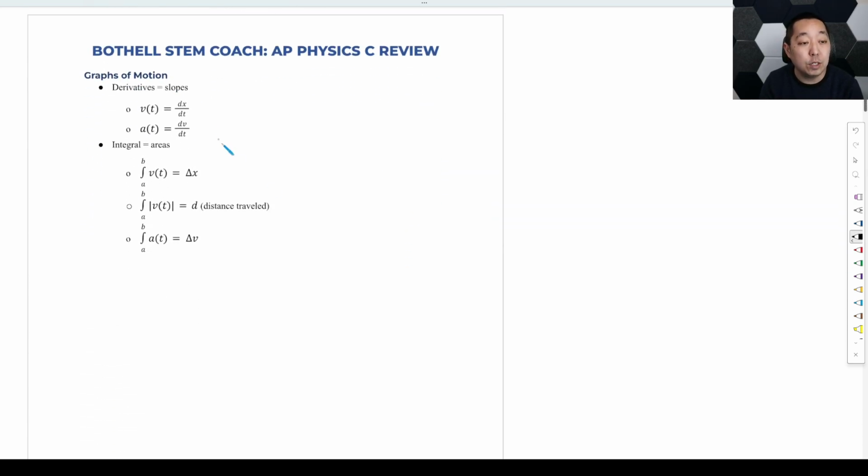Okay, and then in terms of graphs of motion, you guys should remember this from your calculus, but any derivatives we take, that is the slope of a tangent line, any areas are done by integral, and be very careful, the integral of velocity is the displacement, and the integral of the absolute value of the velocity, or the speed, is going to be the distance traveled. And the integral of the acceleration is going to give you the change in velocity. That's that calculus term. Integral of a rate gives you the net change in that amount.